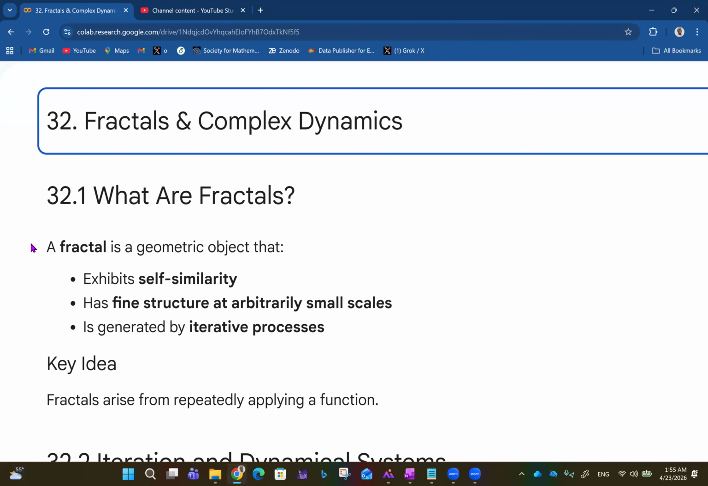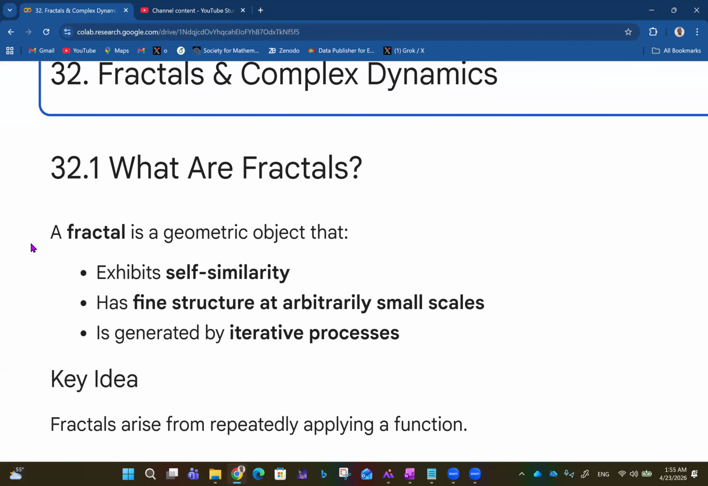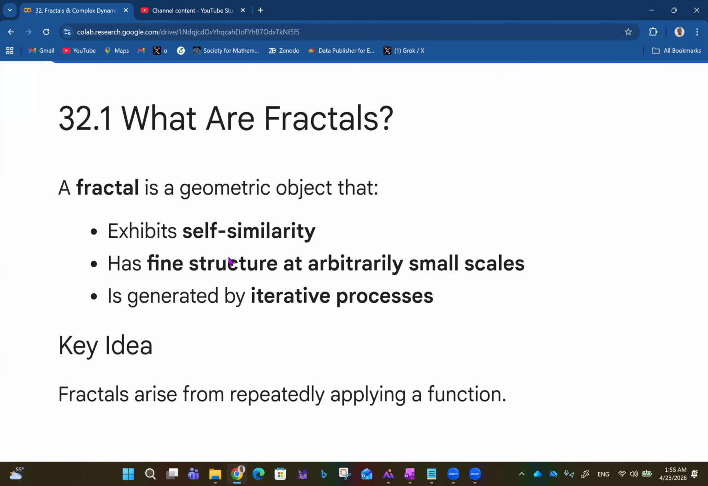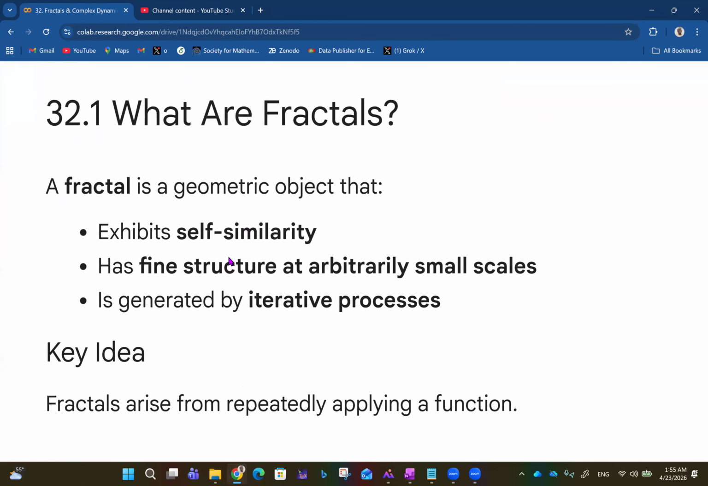Now we're going to talk about complex dynamics in addition to fractals. So first of all, what are fractals, right? A fractal is a geometric object that exhibits self-similarity. So it's more like you have a tiny thing and then you duplicate it over and over and over again. It has fine structure at arbitrarily small scales, and it is generated by iterative processes. It's more like you have a tiny snowflake and you have tons of snowflakes like that. That's a very close idea to the idea of fractals.